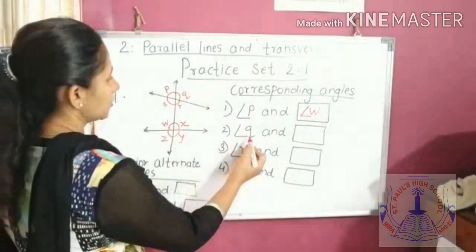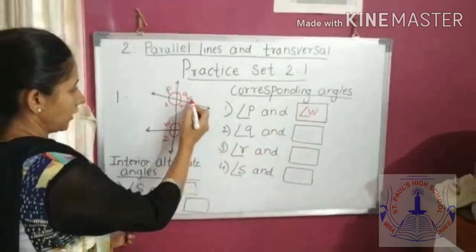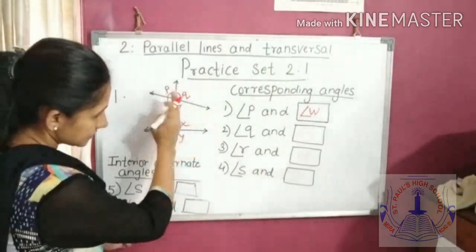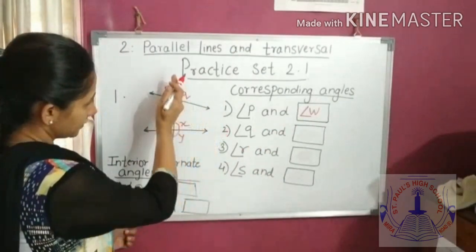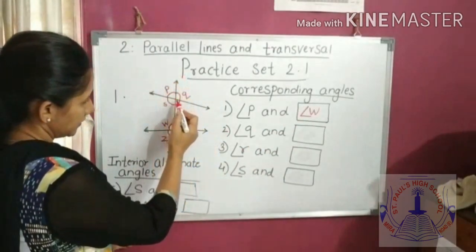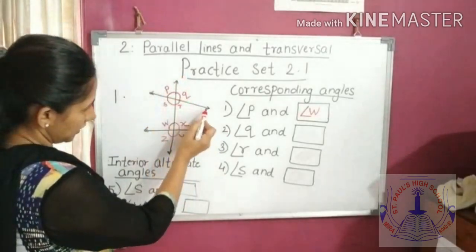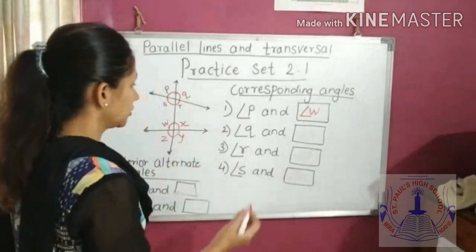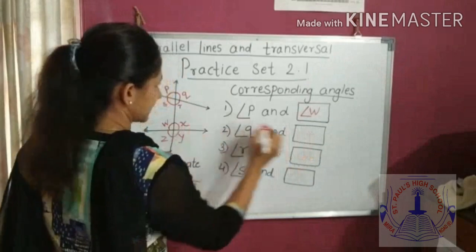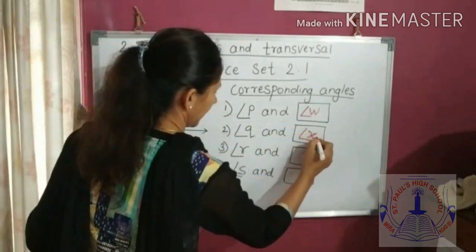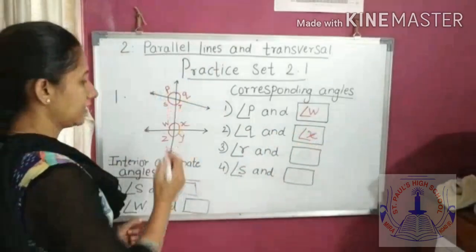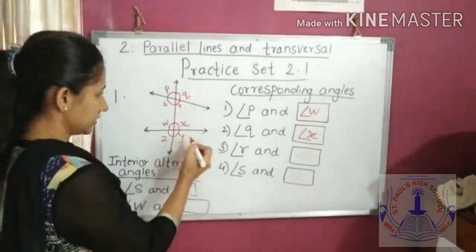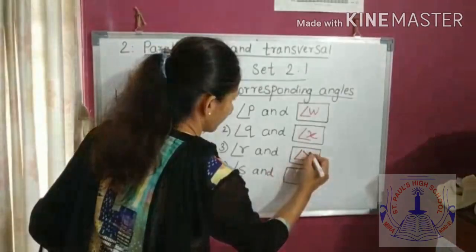Clear? Next, we have angle Q and dash. For angle Q, we have angle X, because corresponding angles are on the same side of the transversal. If you see the transversal, the arms are in the same direction, and also the other arms are on the same side as per the definition of corresponding angles. So for angle Q, we have angle X. Next, for angle R, we have the corresponding angle Y. Can you see this? So, angle Y.